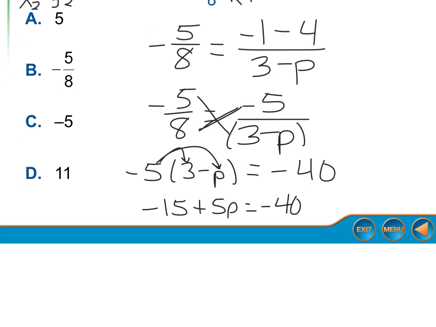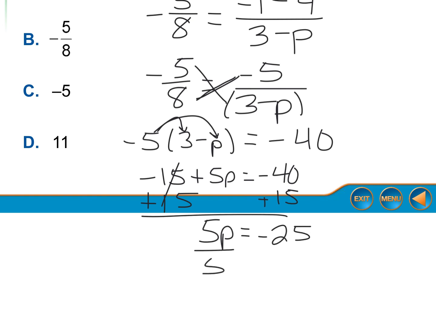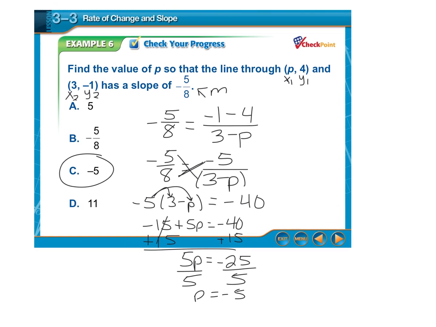What's my next step here? Add 15 to both sides. Good. Add 15 to both sides. So we have 5p equals negative 25. And then last step, divide by 5. P equals negative 5. Okay, so you're using proportions to find the other part of your coordinate. So that one you use the same equation we've been using, set it up, and then solve. Any questions over rate of change in slope? Okay.